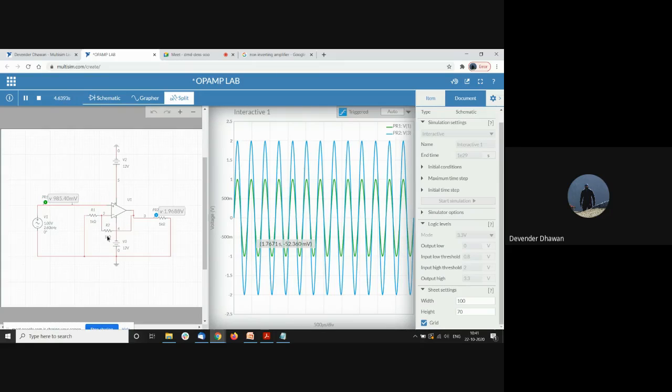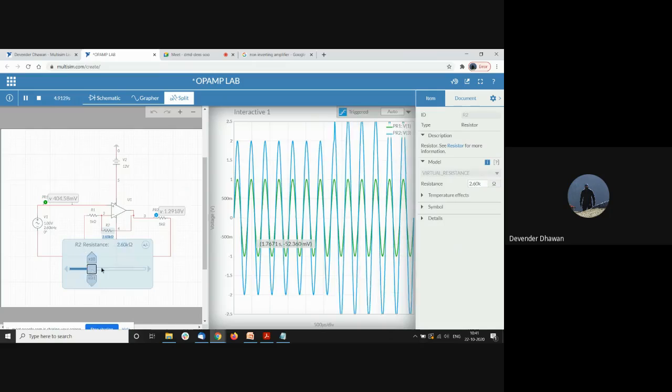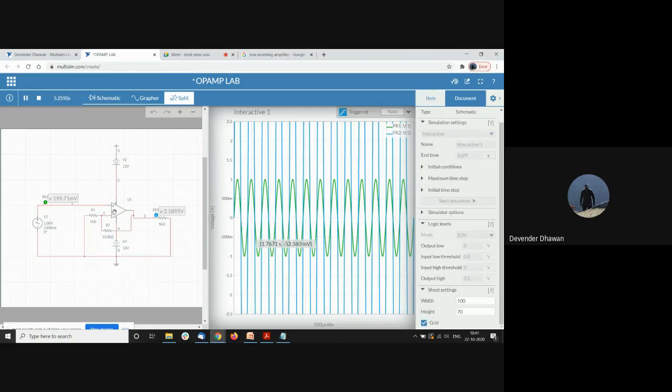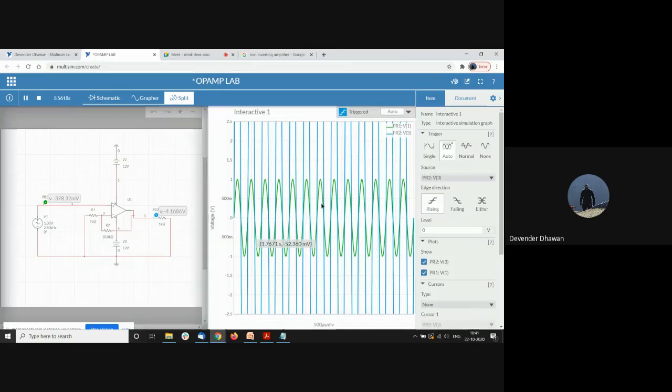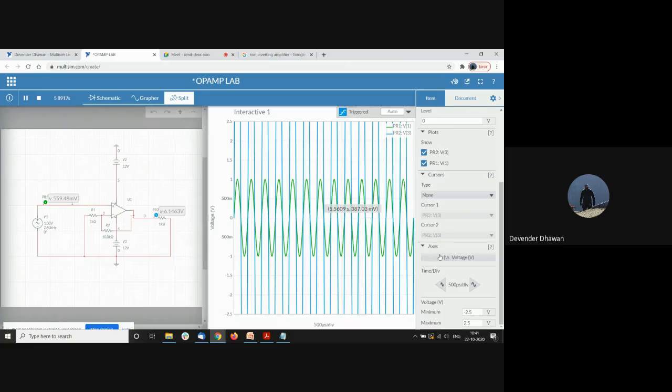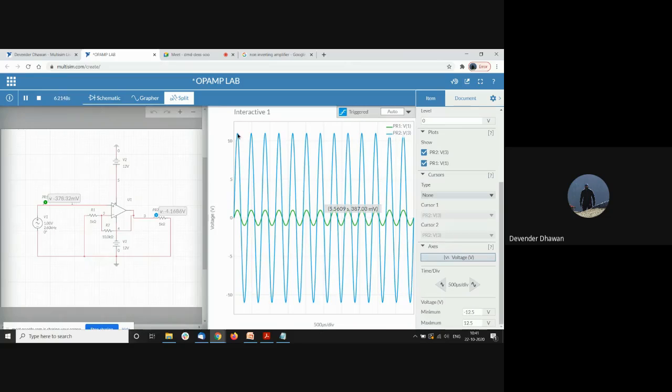So if I increase this gain, let's say to 10, now it is 10 plus 1, 11. So it should be 11 now. So you see, it is 11. Okay, so this is what our non-inverting amplifier would look like.